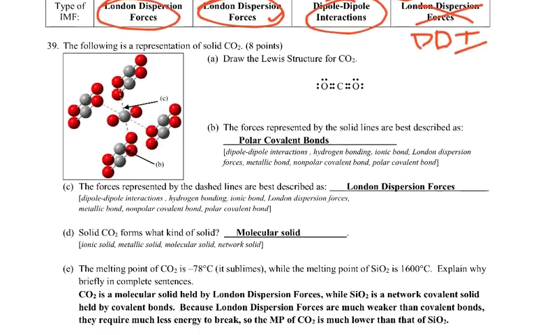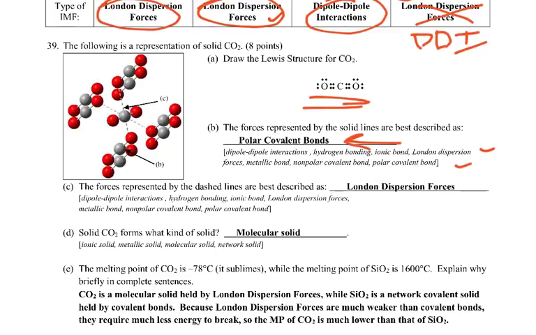Down here for CO2, draw the structure. I think you really have to memorize CO2 because you see it all the time: double bonds, with lone pairs on the oxygens. The forces represented by the solid lines are the lines holding the C's to the O's. Those are definitely covalent bonds, polar covalent bonds, and you have some choices down here for which ones to pick.